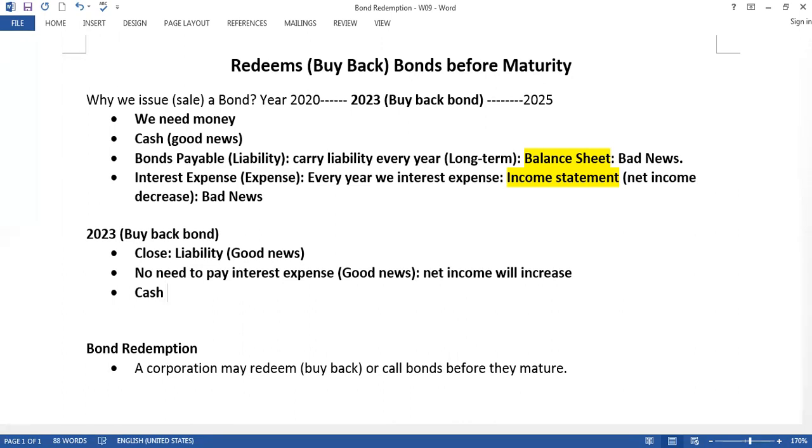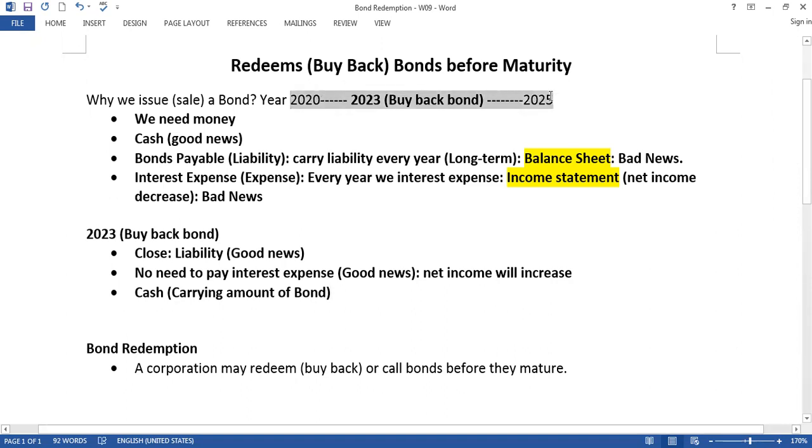This cash is the carrying amount of the bond. That means every year we have different carrying value, right? So whenever we are going to pay cash in the year 2023, then we are going to pay actually the carrying value, something like this.